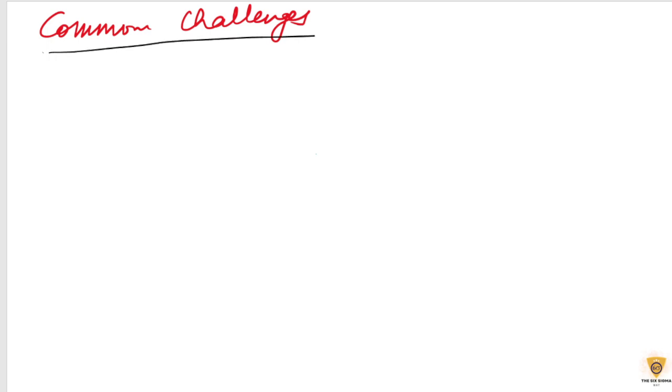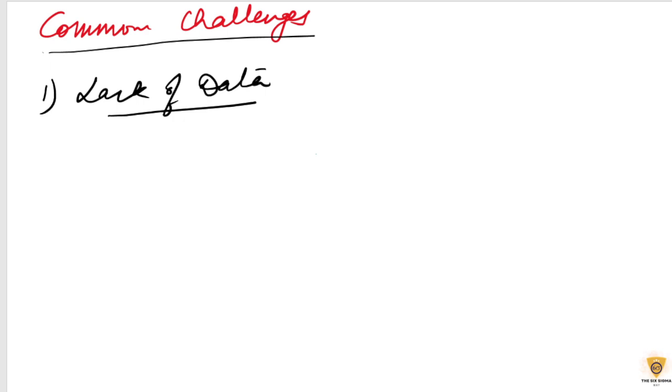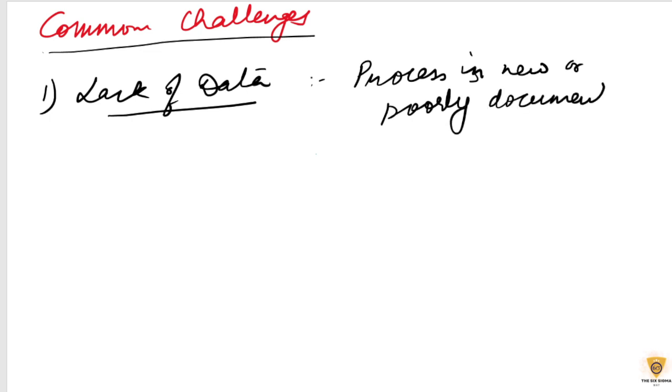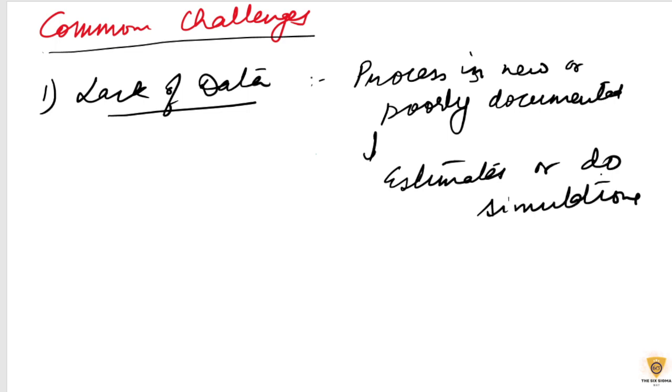अब हम बात करते हैं the most common challenges in measure phase. The first one is lack of data. हमारे पास डेटा ही नहीं कलेक्ट करने के लिए. ऐसा क्यों होता है? ऐसा इसलिए हो सकता है कि प्रोसेस नया है और the process is poorly documented, and it can be a challenge to get the accurate data in such cases. So what do we do in such case? We go ahead and estimate or conduct simulation. Estimates करते हैं और do simulations. And this is how we go ahead and get an idea of the process performance at this point of time.